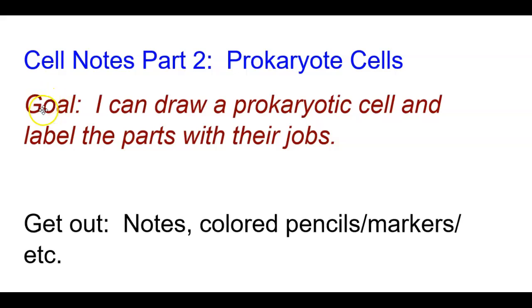These notes are your cell notes part 2, prokaryotic cells. The goal of this is that you can draw a prokaryotic cell after you view these notes, that you can label the parts inside that cell, and you can label those parts with what job they do. So to do this activity, you need your notes, either notebook paper or wherever you take your notes. And I highly recommend colored pencils or markers for this.